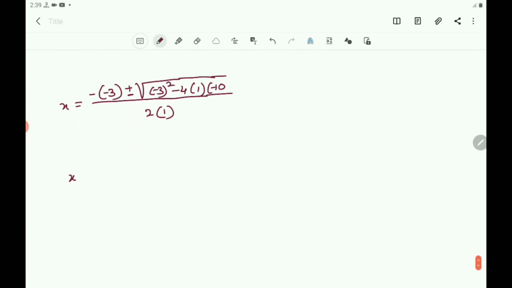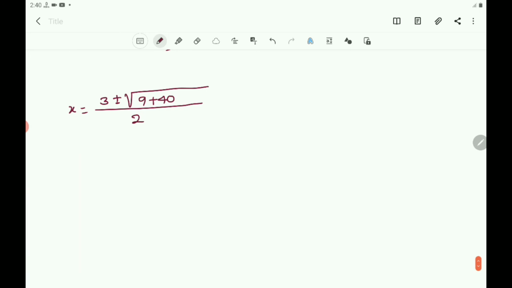Then x equals minus of minus 3 is 3, plus or minus whole root of minus 3 whole square is 9, and minus into minus is plus, 4 times 10 is 40, then by 2 into 1 is 2. Then you write x equals 3 plus or minus square root of 40 plus 9 is 49, by 2.